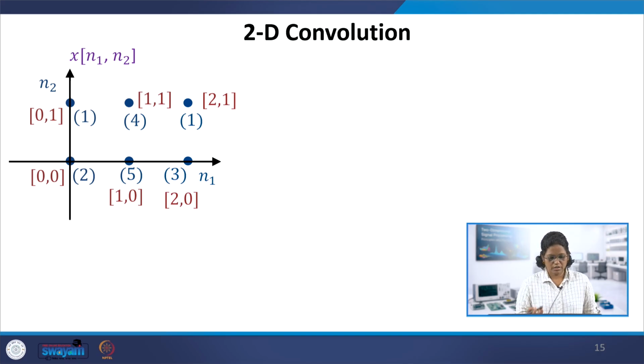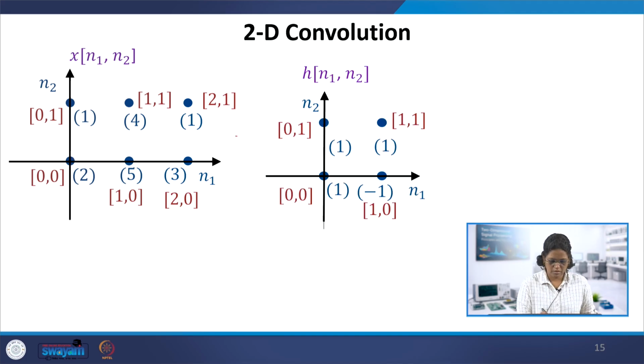So let's take a sequence x of n1 comma n2 in which you can see the values 2, 5, 3, 1, 4 and 1. You can have any sequence. Here n1 varies from 0 to 2, and n2 varies from 0 to 1 only. So in matrix form this sequence is 3 by 2. Taking the second sequence h of n1 comma n2, the values are 1, minus 1, 1 and 1, a 2 by 2 matrix, and you can notice the indices.